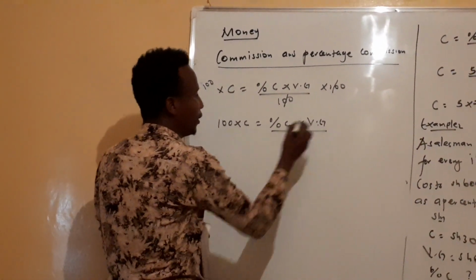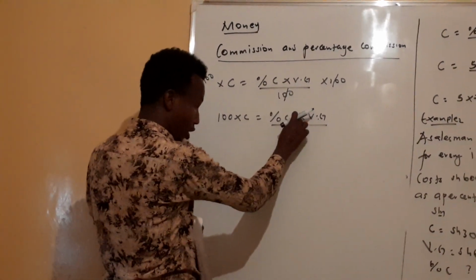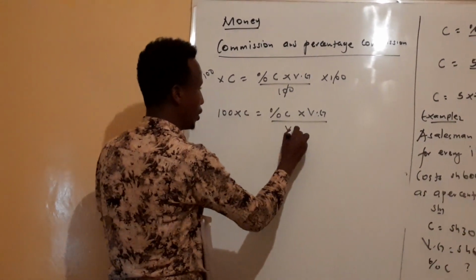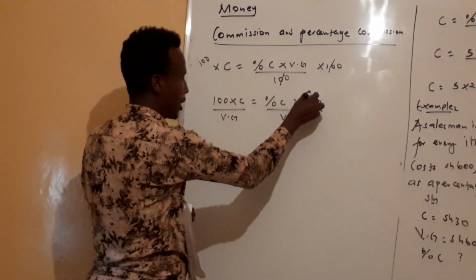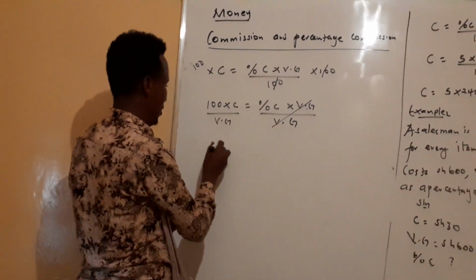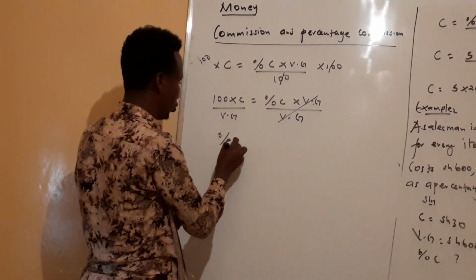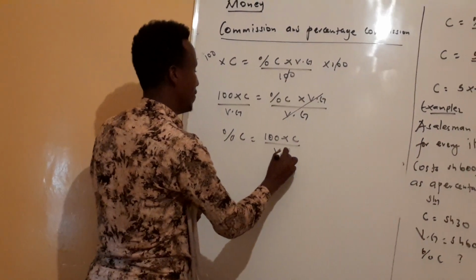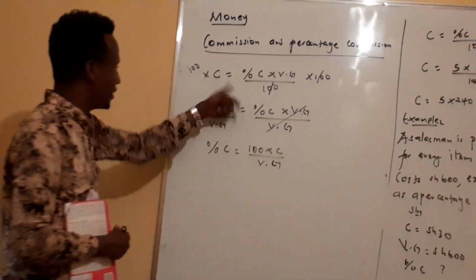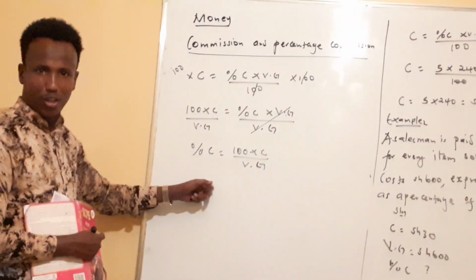Then we eliminate this one by division, because here the relation is multiplication. You're going to say divided by VG here, divided also here by VG. Cancel these two. Take your time. Percentage commission is equal to 100 times commission all over value of goods, VG. This is how to derive the formula of getting the percentage commission.